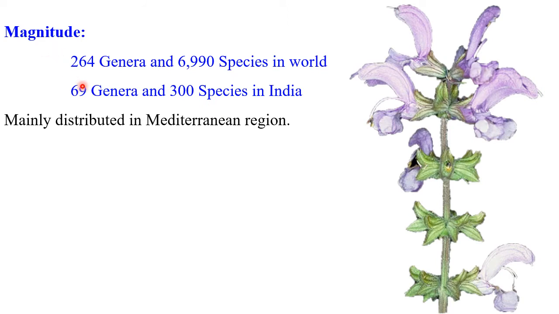Magnitude. This family Lamiaceae consists of 264 genera and 6,990 species in the world, whereas 69 genera and 300 species of this family are reported from India. It is mainly distributed in the Mediterranean region all over the world.